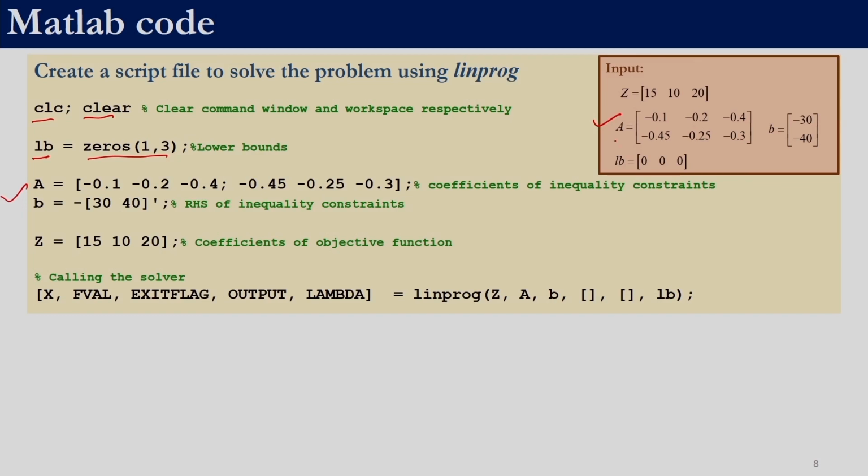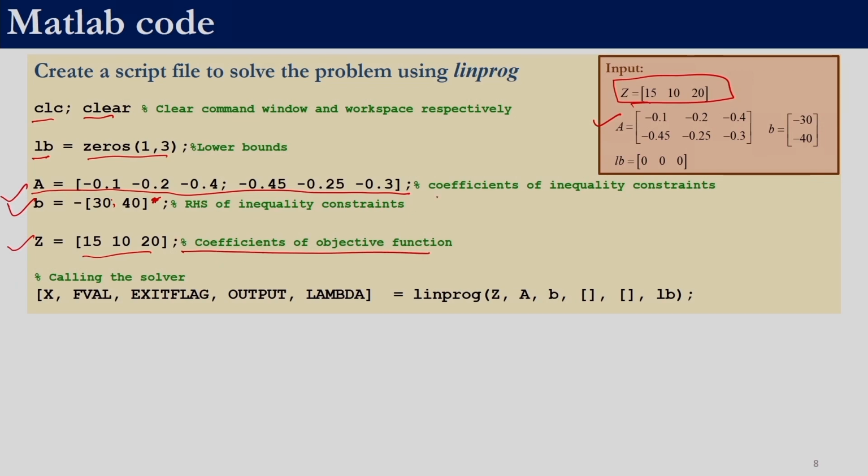We need to define this A matrix, so that is what is being done over here. A is equal to, within square brackets, minus 0.1, minus 0.2, minus 0.4 semicolon, so that goes on to the next row, minus 0.45, minus 0.25 and minus 0.3. That will help us define A, and this B is the right hand side vector. B is equal to minus 30 and 40, or we can remove the transpose and just say minus 30 semicolon 40. And this Z is the vector 15, 10, 20, which is the coefficient of the objective function.